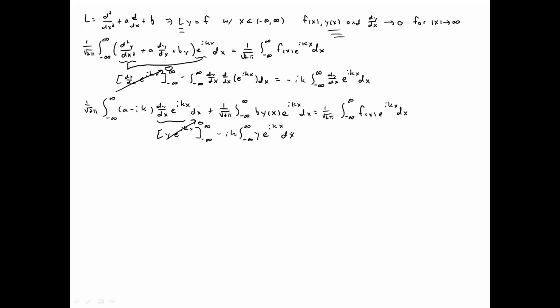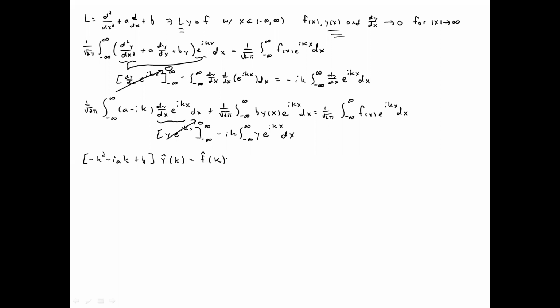Okay, so now we're going to shove this result back in, and what we're going to find is the following, and this is where it gets interesting. We get something that looks like minus k squared minus iak plus b, acting on what we could call the Fourier transform of y. Okay, so y hat is just 1 over root 2 pi integral from minus infinity to infinity of y of x e to the ikx dx. And that, of course, is equal to the Fourier transform of the function f.